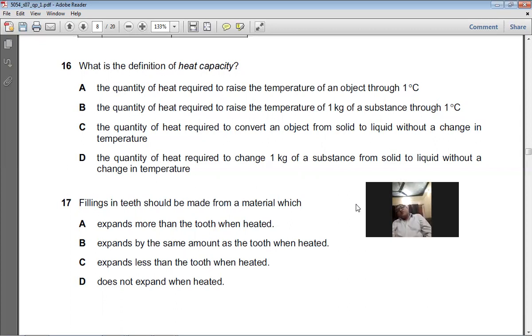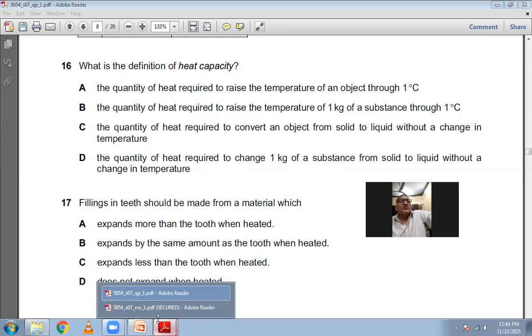So, which is the definition of the heat capacity? It is the quantity of heat required to raise the temperature of an object by 1 degree centigrade. I think the quantity of heat required to raise the temperature of 1 kg of substance by 1 degree centigrade also looks good to me. Let's check.